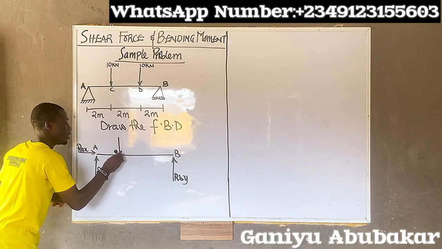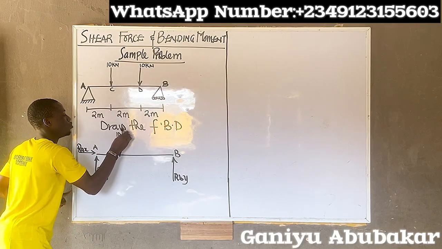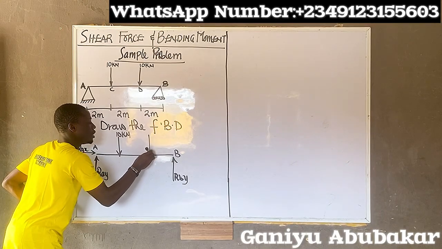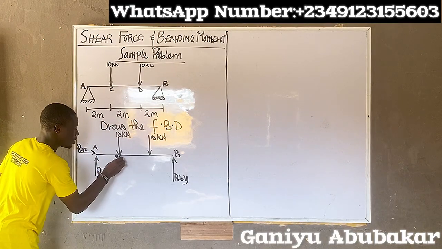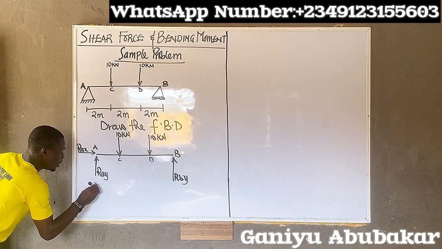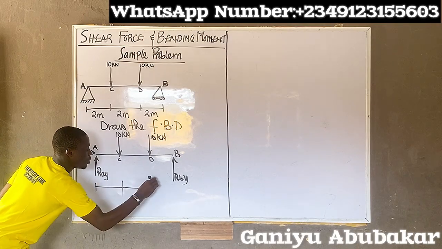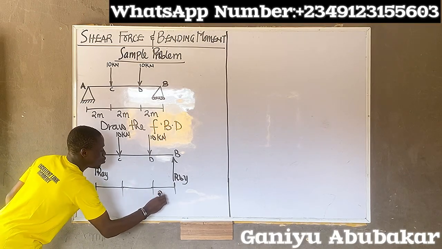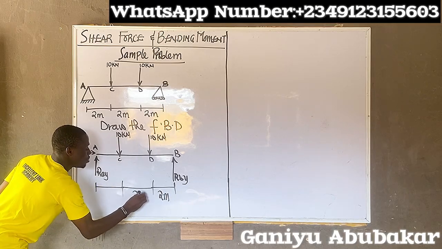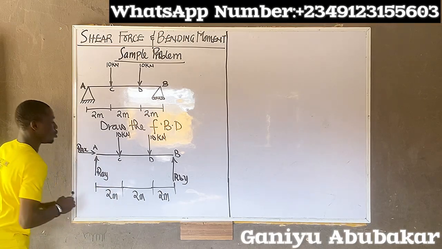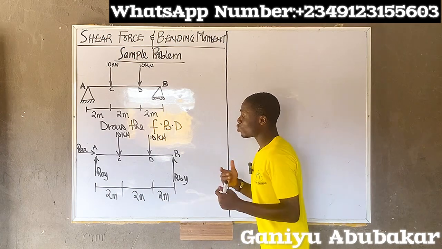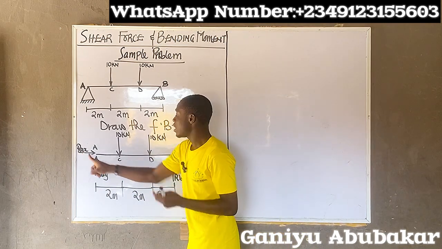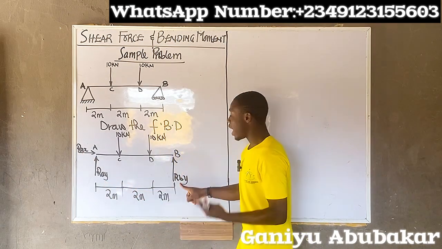Then we call back your load. I have a load here, this is 10 kilonewton. We call it C, call it D. We said the distance from here to here, here to here, and here to here are 2 meters each. All right, I have this one here. So what's the first task now? My first task is to get the value of RAX, RAY, and RBY.